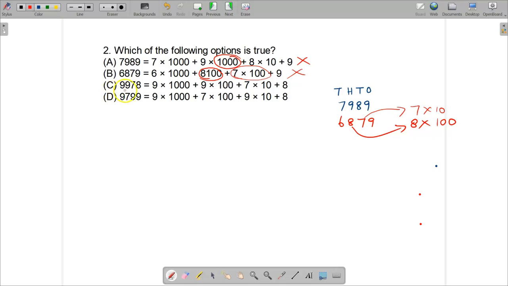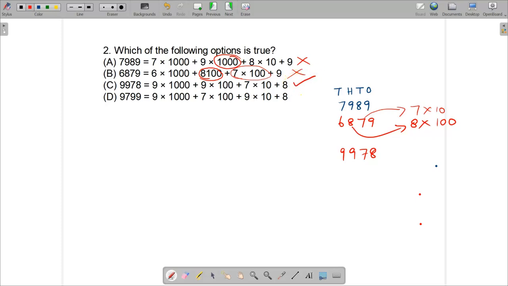Then option C, 9978. What is the thousands position? 9. So 9 into 1000. Then hundreds position, 9 into 100. Then tens position, 7 into 10. Then ones position, 8. So all the numbers are in the proper position, right? So 9 into 1000, 9 into 100, 7 into 10, 8 into 1 is just 8. So this option is the correct option.